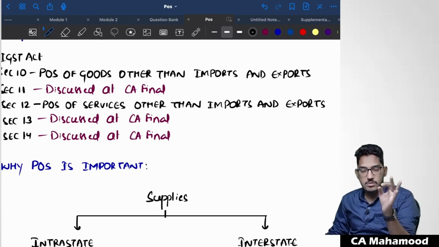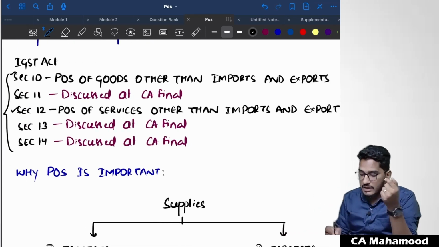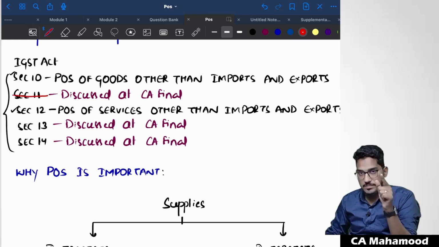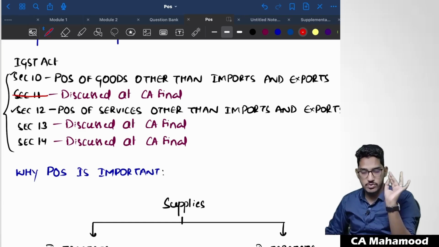So section 10 talks about how to determine the place of supply in case of supply of goods, and it is not talking about how to determine the place of supply in case of imports and exports. In case of imports and exports of goods, the place of supply will be decided as per section 11. That is not part of our CA Inter level. That is something which we will discuss at the CA Final level. Similarly, section 12 is there. Section 12 also talks about how to determine the place of supply in case of supply of services, here also other than imports and exports.